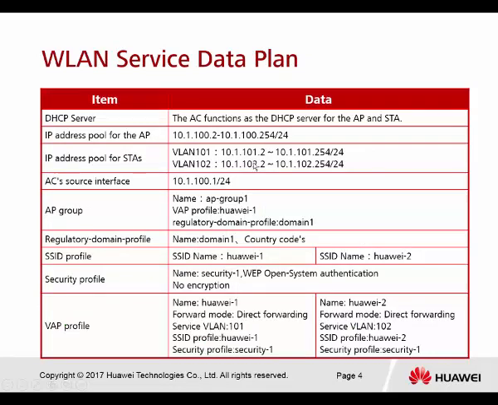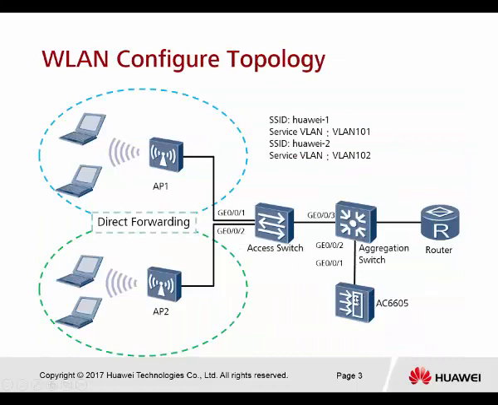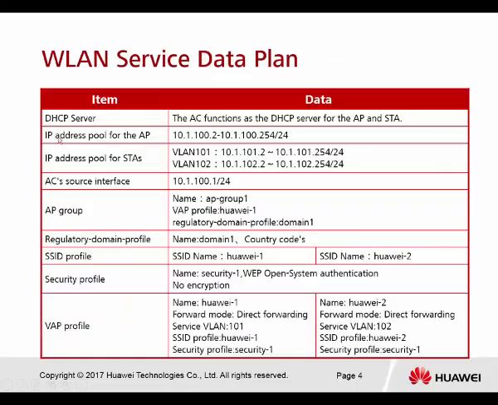And this one is the data plan. The DHCP server: the AC functions as the DHCP server for the AP and the STA. So that means they're going to make the controller become the DHCP server. IP address pool for the AP: the AP can only use the range starting from 10.1.100.2 and ending at .254. For the STA, we have two different service VLANs, because we have one SSID called Huawei 1 and the other is Huawei 2. So the 101 is this range, and this is 102.